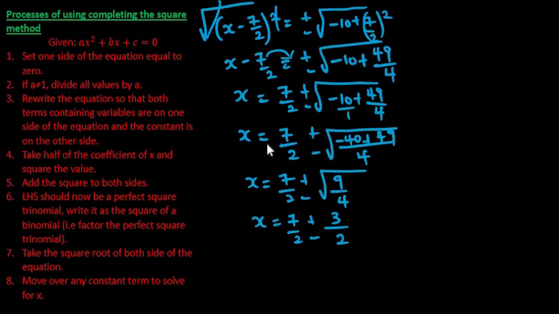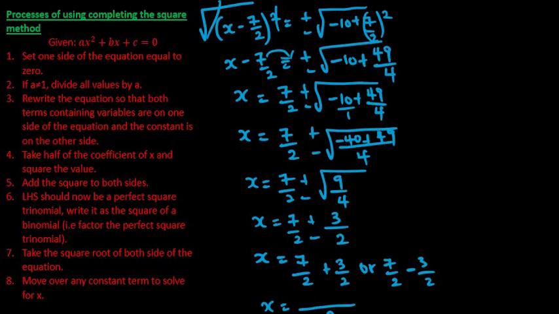So we have to split the plus or minus sign separately to get 2 answers for x. We'll have x equals 7 over 2 plus 3 over 2, or 7 over 2 minus 3 over 2. x equals, the LCM here is 2. 2 divided by 2, 1 times 7, 7, plus 2 divided by 2, 1 times 3, 3. Or the LCM is also 2. 2 divided by 2, 1 times 7, 7, minus 2 divided by 2, 1 times 3, 3.